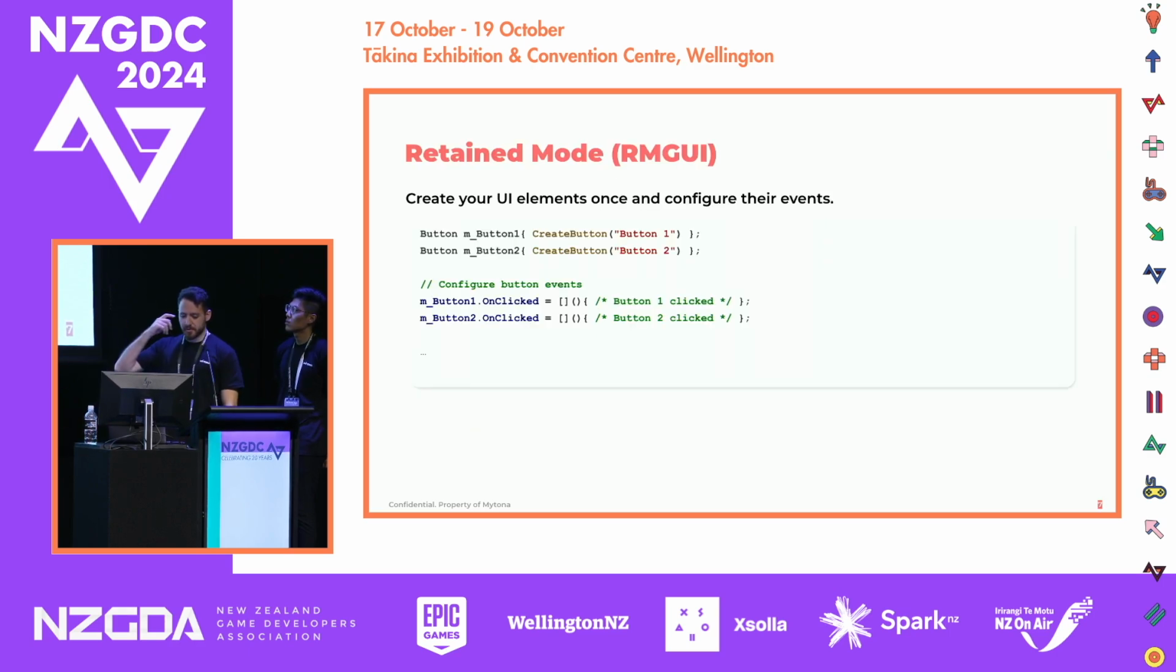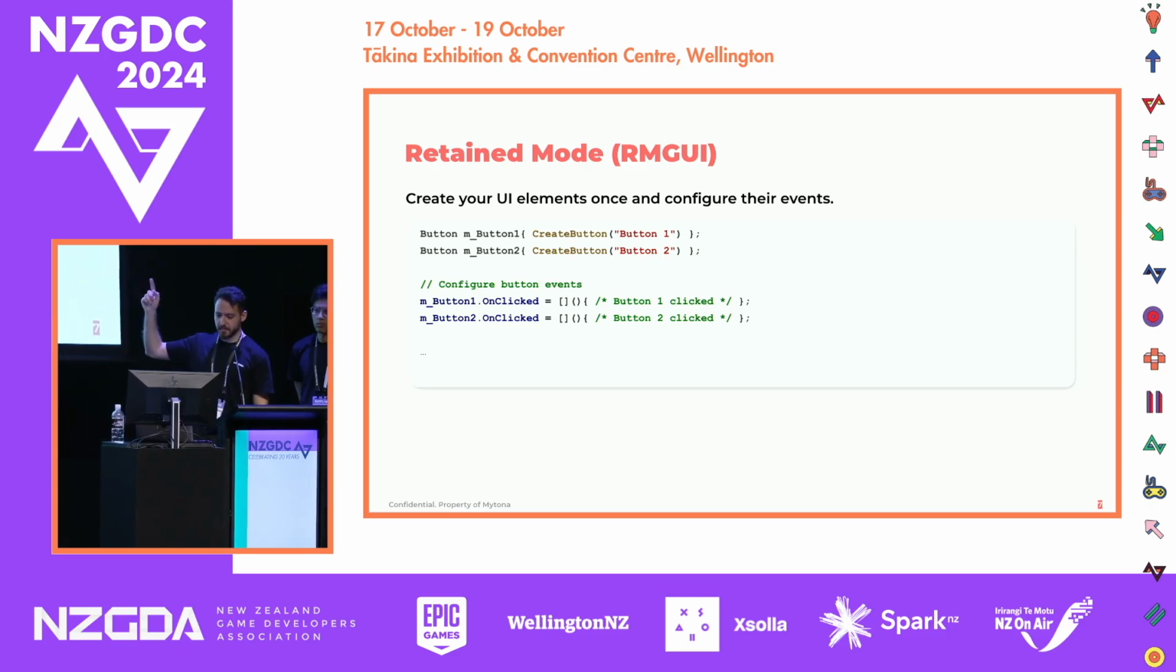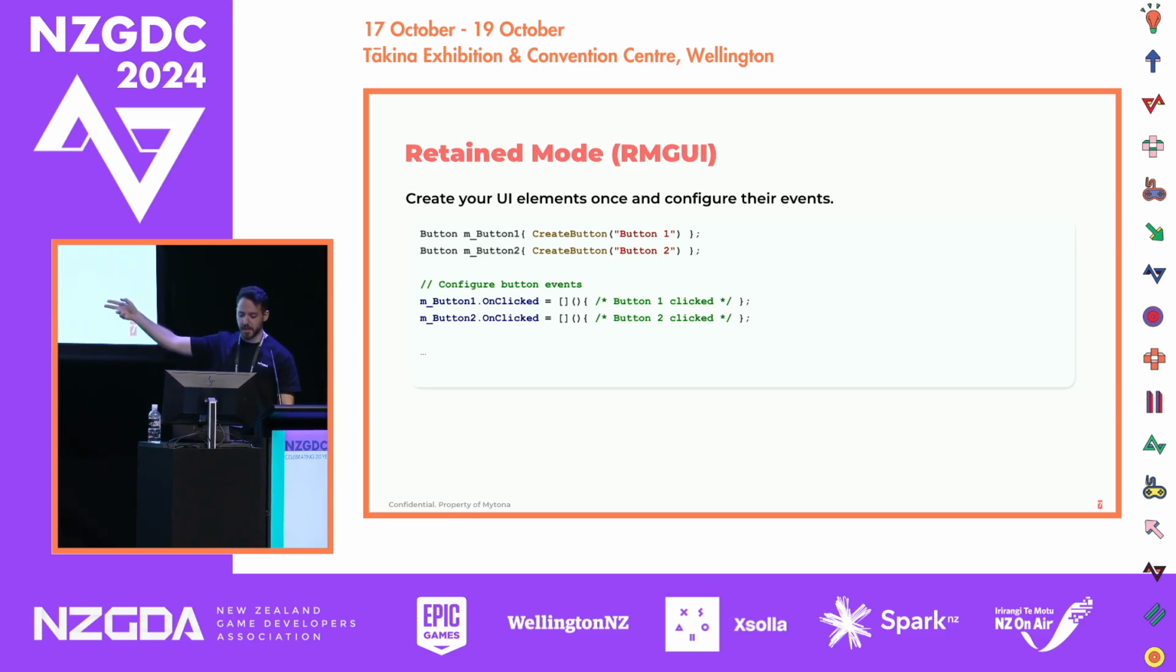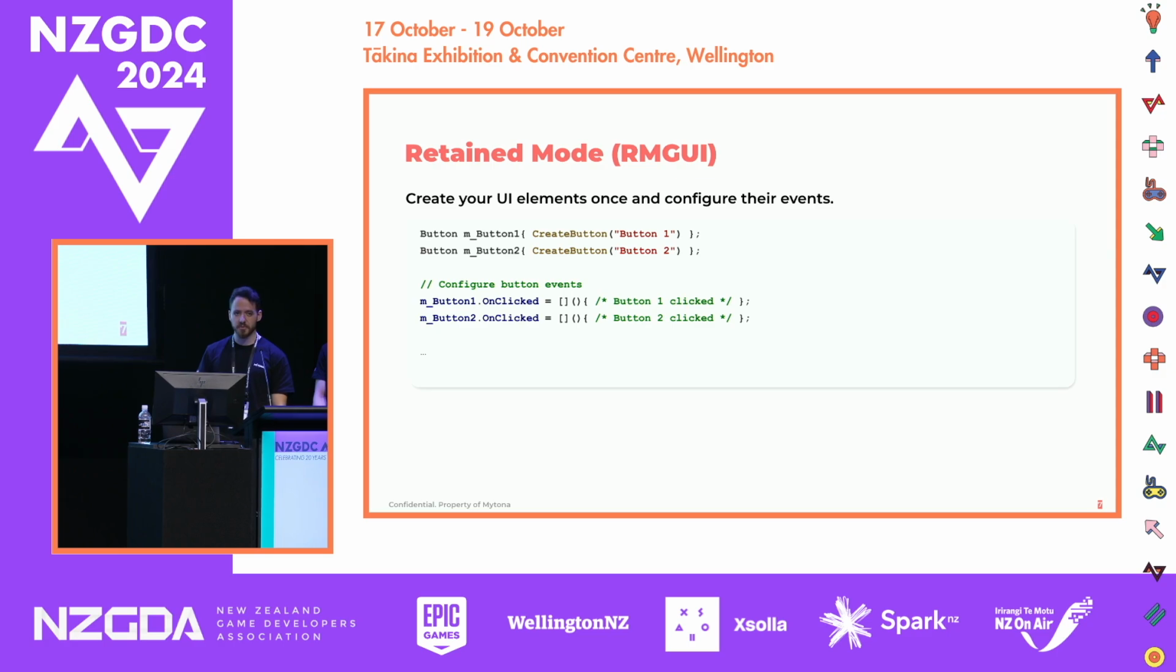This is an example code of retained mode. In this example, we are creating two buttons, button 1 and button 2, and we configure their click events. So whenever a button is clicked, just do something. The main takeaway here is that in retained mode, your UI elements are retained between frames, so you don't have to recreate them again. You create them once, configure their callbacks, and just let the GUI framework handle the rest.